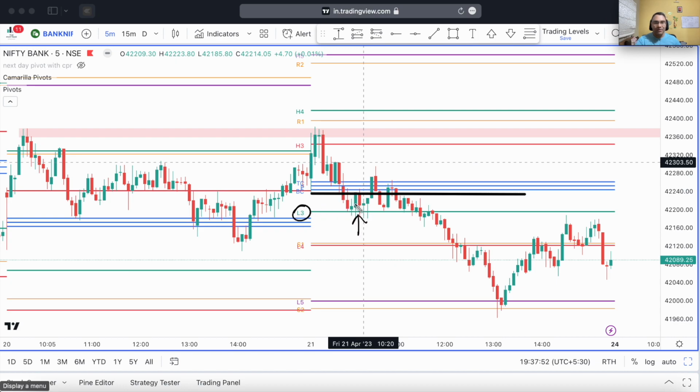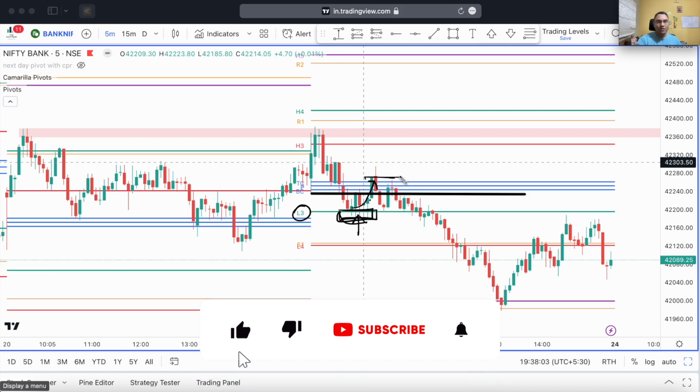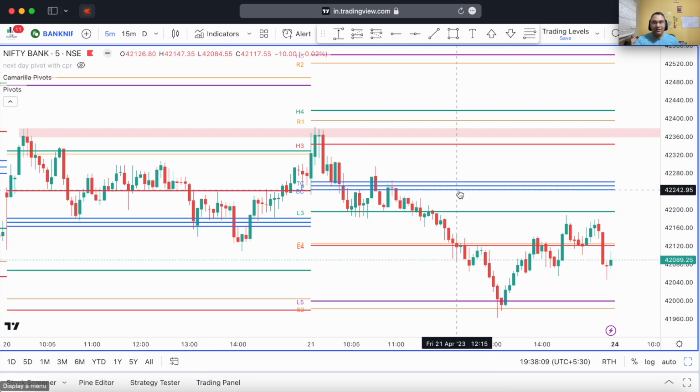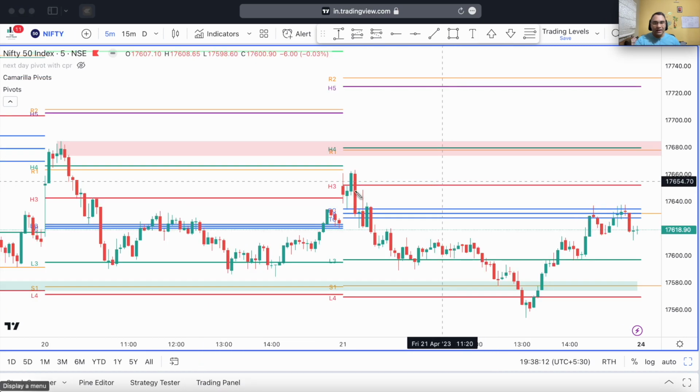You can see here L3 pivot providing support. You can see some very good wicks here on the bottom, and then the price reversed back up, went up above the CPR, but as I just said, CPR is really not important when it is narrow, and then there came a crash.